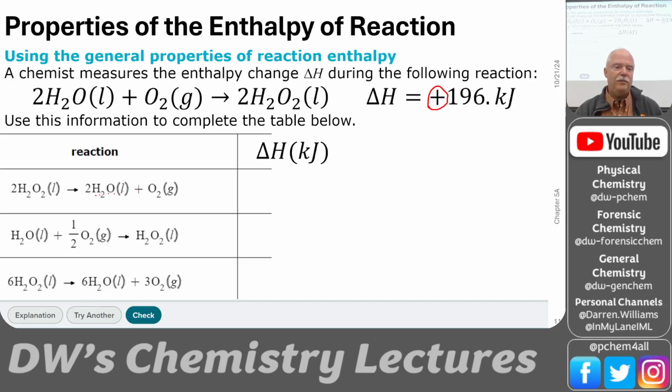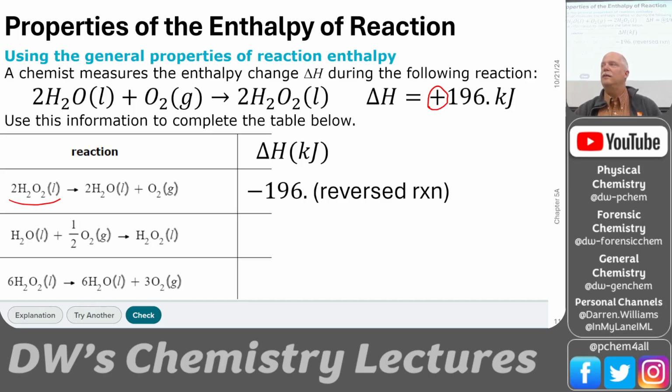And so then what have we done here? Notice hydrogen peroxide is now on the left, so it's a reactant. The coefficients are the same, so all we have to do is just change the sign. We reverse the reaction, we change the sign. So water and oxygen went uphill to hydrogen peroxide. If we reverse the reaction, it's downhill. And so it's a negative. Okay, uphill's positive, downhill's negative.